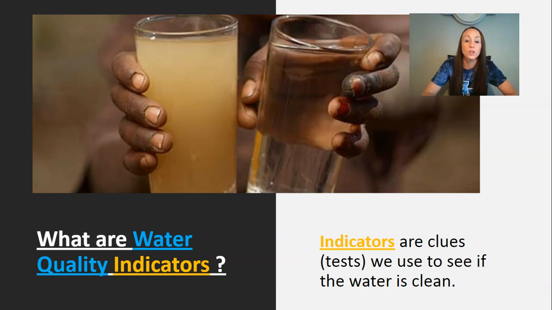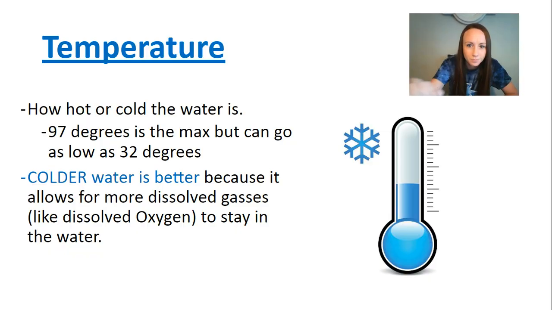When we look at these water quality indicators, we're going to talk about some physical tests that we can do by observing and using our senses. And we also have chemical tests that we can do. So what are some clues we can use in order to assess and determine: is the water potable, safe, or contaminated? Let's move on.